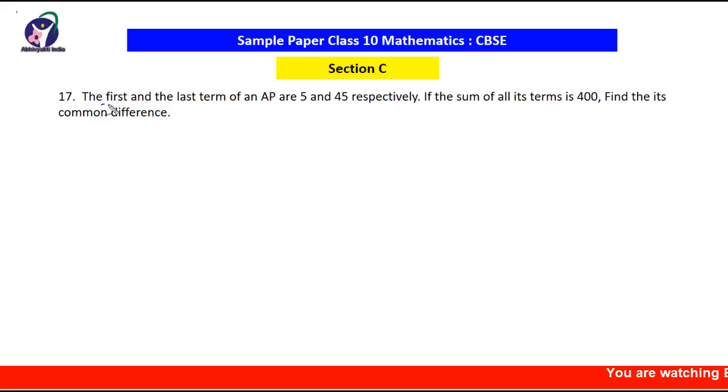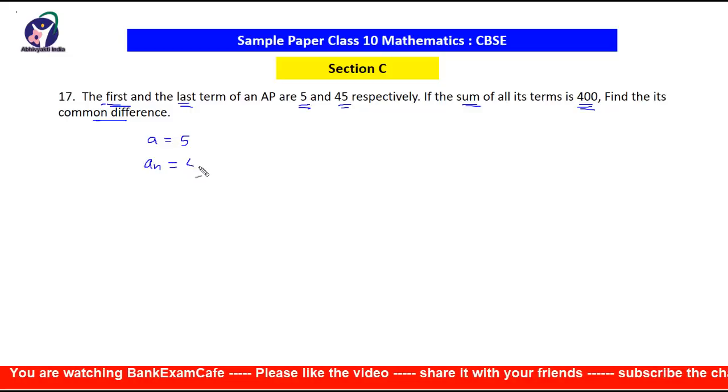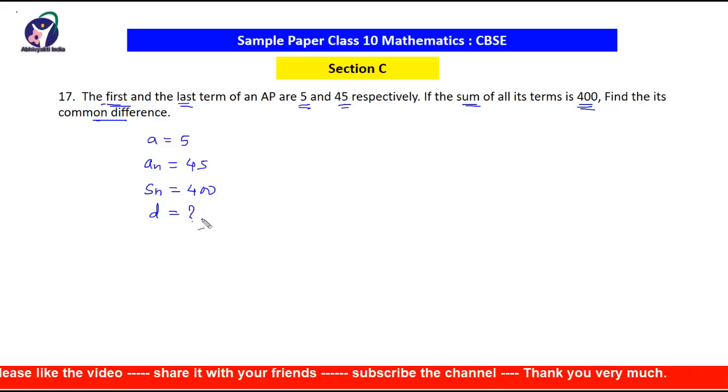Next question is, the first and the last term of an AP are 5 and 45 respectively. If the sum of all its terms is 400, find its common difference. Here the first term, that is a, is given as 5. The last term, that is a_n, is given as 45, and the sum, that is S_n, is 400, and we have to find the common difference, that is d.